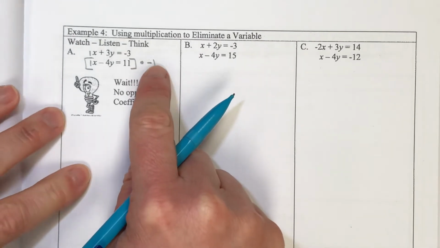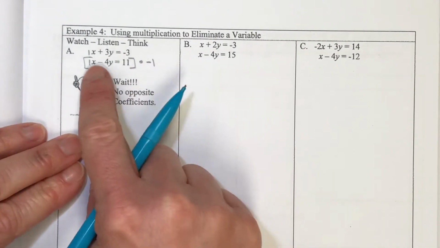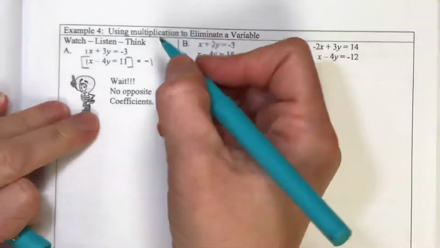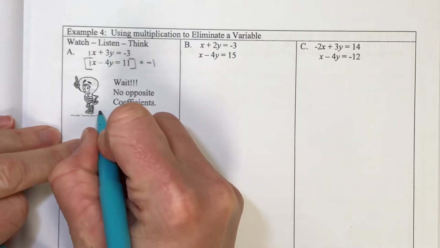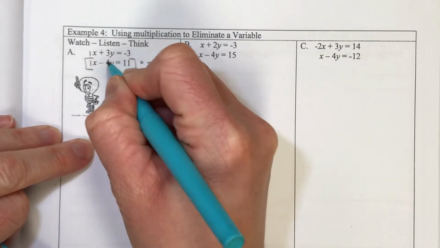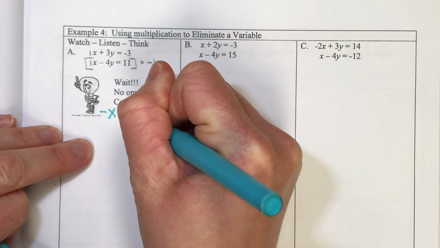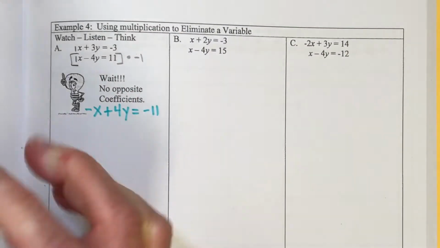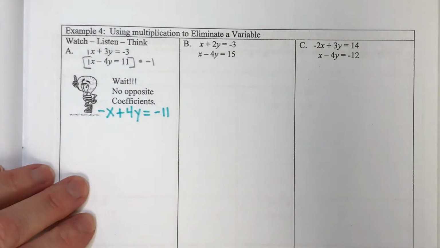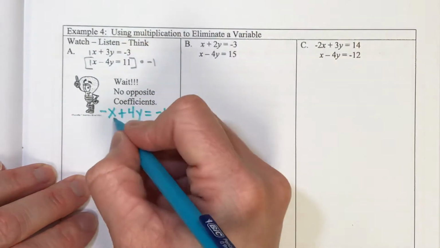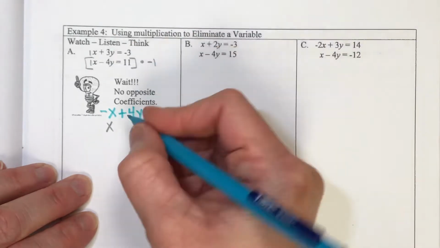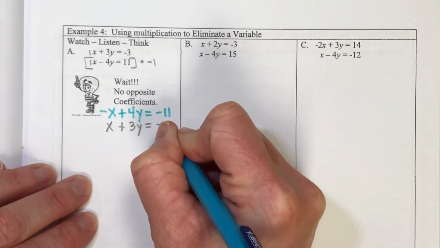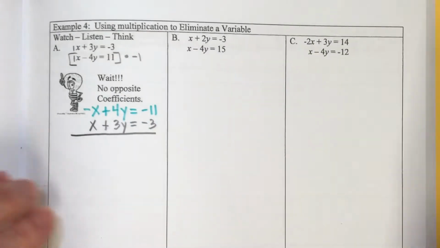So take a look here. I'm going to multiply this top equation here by -1, and I'm going to get -1 times x is -x. -1 times -4 is +4 for the y term. -1 times 11 is -11. And now, if I copy down that function from the top and I don't change anything, notice how our x's now have the same coefficient, but now they're opposite signs, so that canceling will happen.